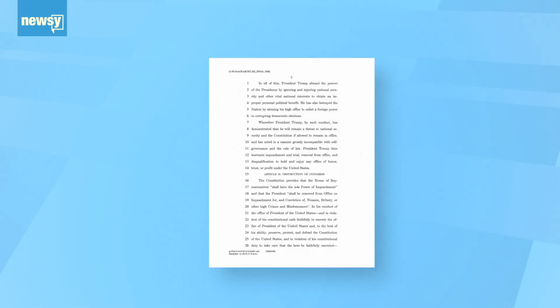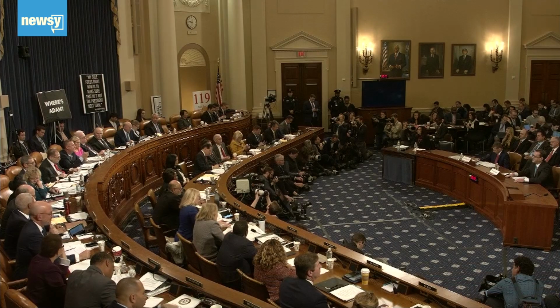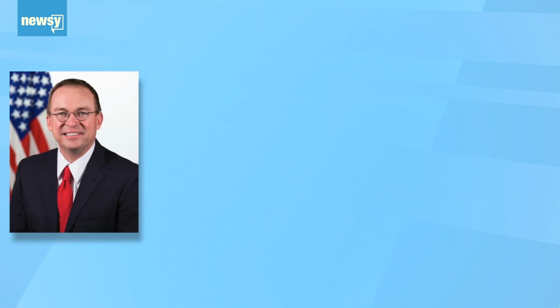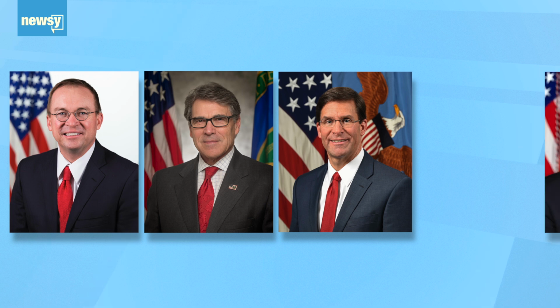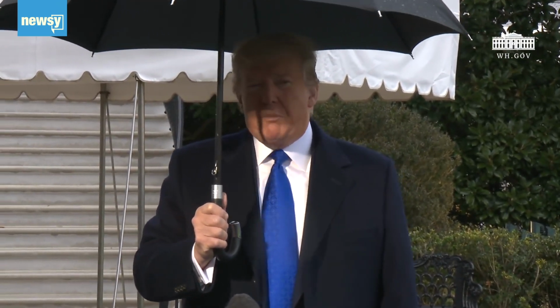The second article charges President Trump with obstruction of Congress. This is in reference to the various Trump administration officials who've defied House subpoenas related to the impeachment inquiry. They include Mulvaney, former Energy Secretary Rick Perry, Defense Secretary Mark Esper, Vice President Mike Pence, and others. House Democrats allege the president instructed the officials to ignore subpoenas to cover up his own repeated misconduct and to seize and control the power of impeachment.